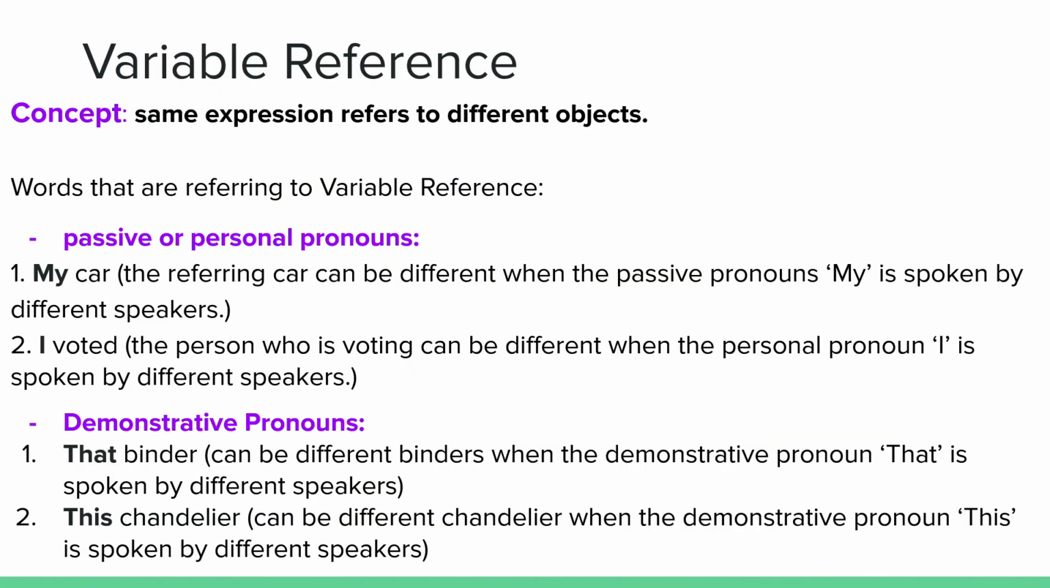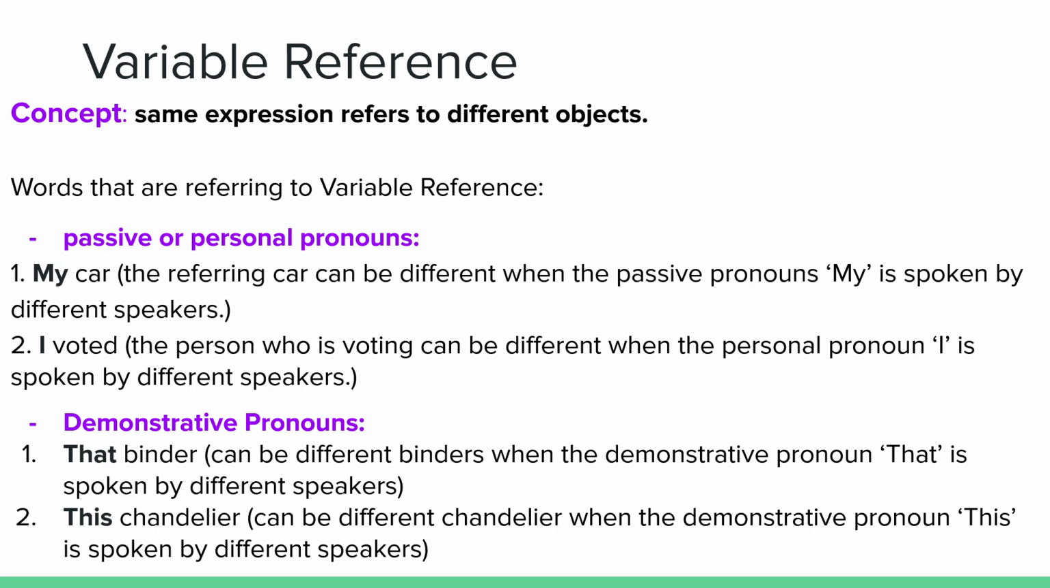Let's look at variable reference. The concept of variable reference in phrasal and sentential semantics is that the same expression refers to different objects. Those are the words that have variable reference.